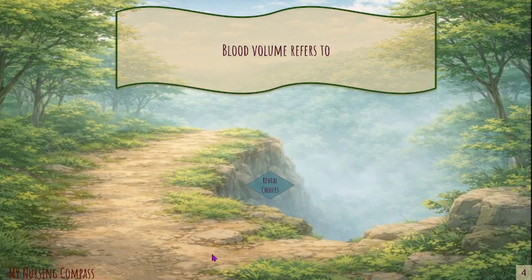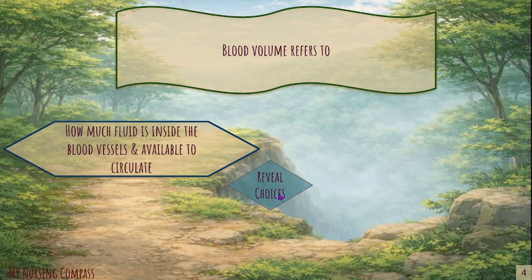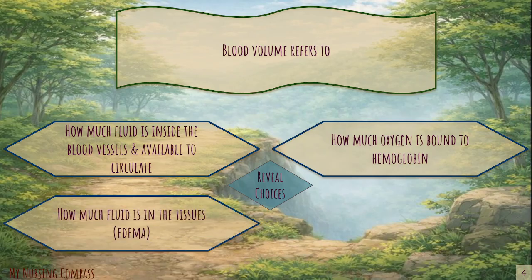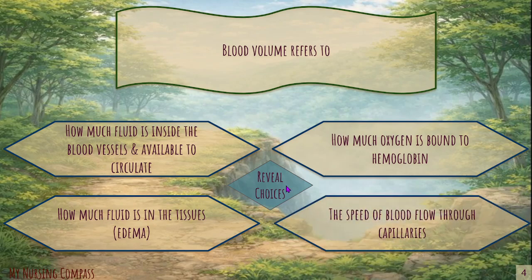Blood volume refers to blank. How much fluid is inside the blood vessels and available to circulate? How much oxygen is bound to hemoglobin? How much fluid is in the tissues? The speed of blood flow through capillaries. Blood volume.